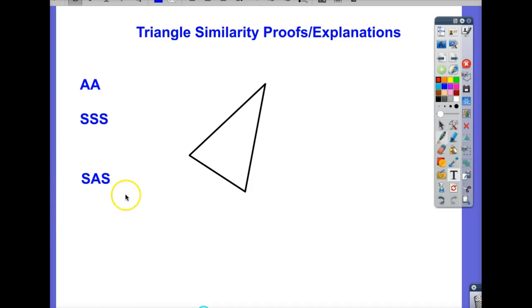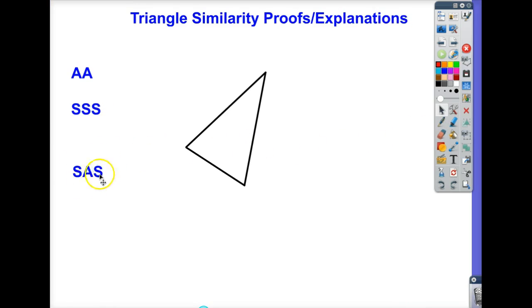But why do those work? So we're going to talk about that real quick. You'll see side angle side is away from these two because these two can actually be explained together. So we're going to look at this picture right here that I made, and you're probably familiar with how these things work.